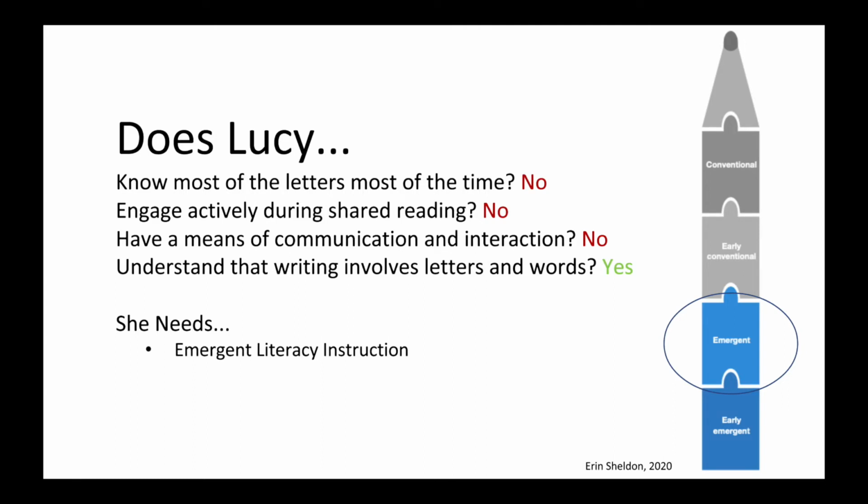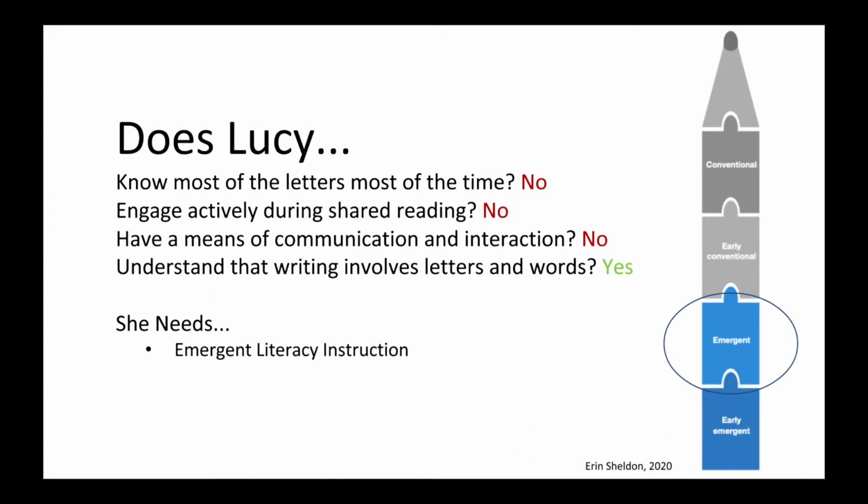Let's answer the 4 questions with Lucy in mind. Does she know most of her letters most of the time? No, not yet. So far, she knows the letter U in her name. Does she engage actively during shared reading? No. She smiles and engages that way, but she's not using AAC to communicate about the book. Does Lucy have a means of communication and interaction? No, not yet. Her team is working on it. She's being introduced to POD, but she's not yet able to communicate independently using that tool.